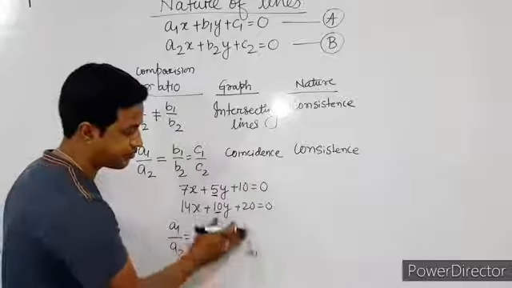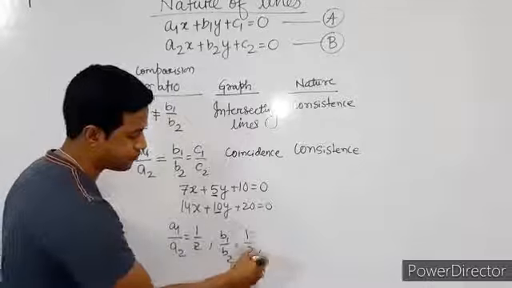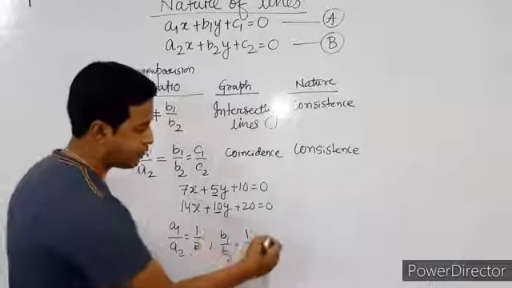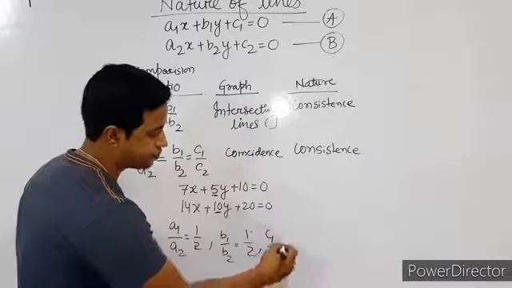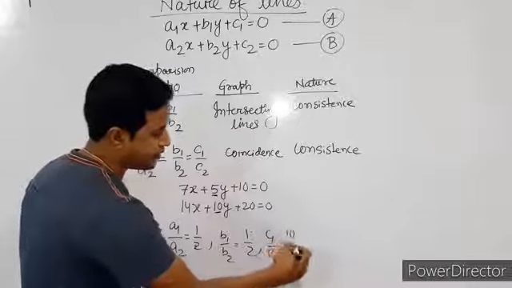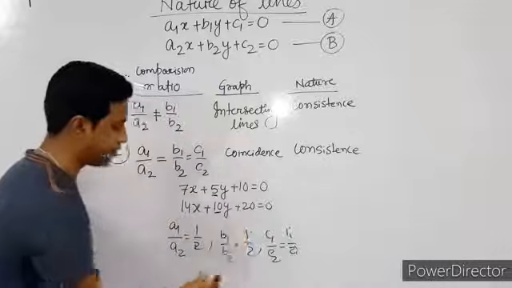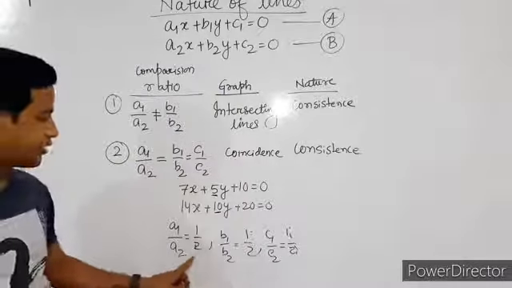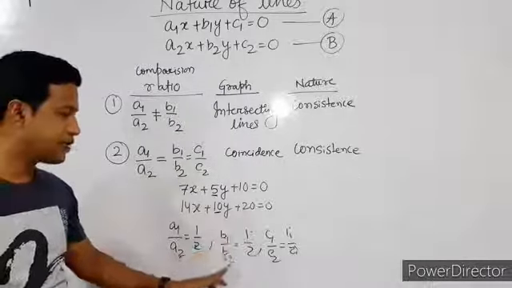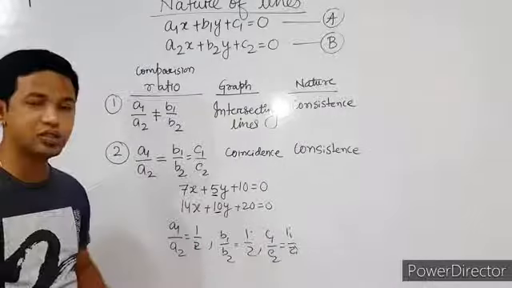So after cutting, we got 1 by 2. Let's go to the third one, c1 by c2. That is 10 by 20. After cancellation of zeros, what did I get? 1 by 2. Here you find that a1 by a2 is equal to 1 by 2, b1 by b2 is also 1 by 2, and c1 by c2 is also 1 by 2.